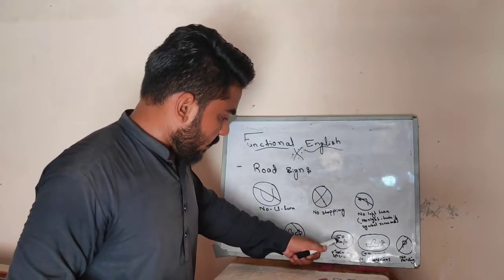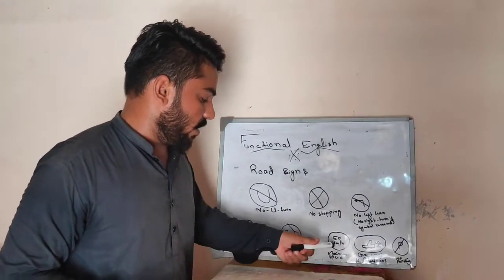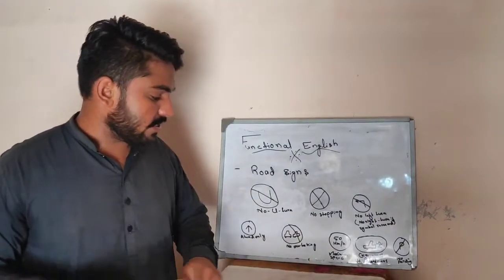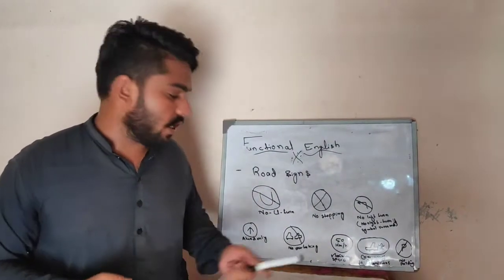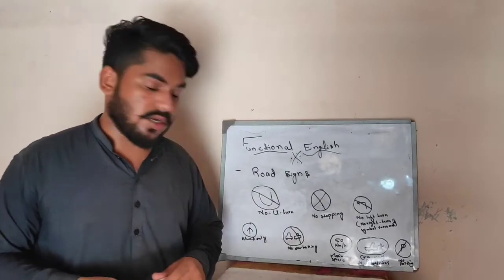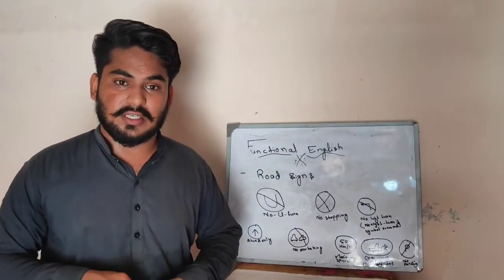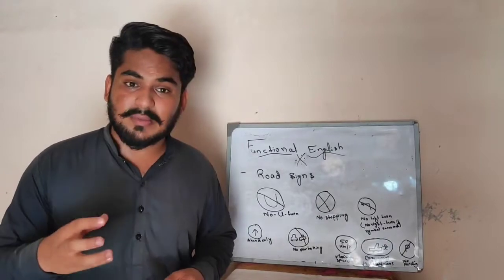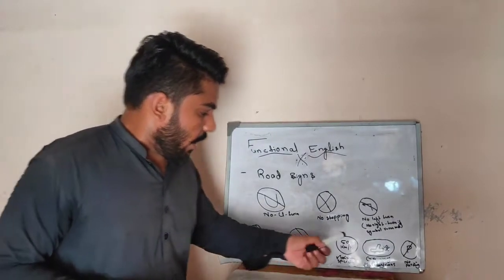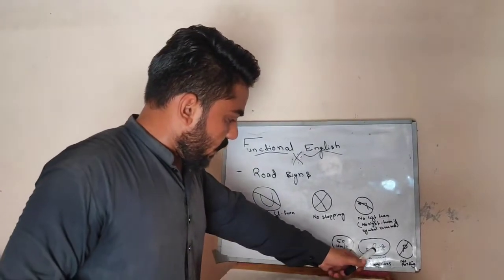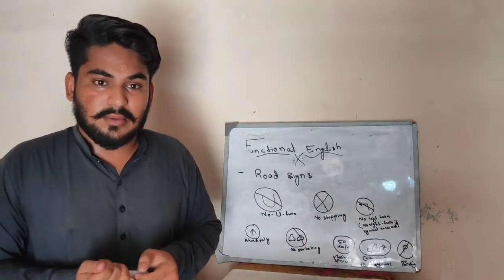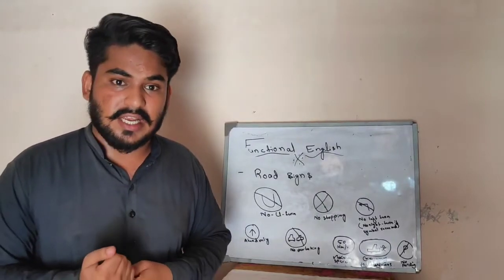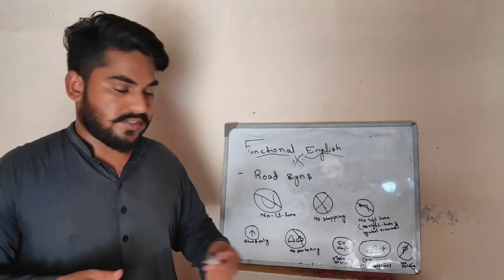Number 6 is the 50 kilometers per hour sign, which means there is a maximum speed. For example, you see such road signs especially on the motorways, where they have a maximum speed for vehicles. And now number 7 is give way to the pedestrians, where the signal becomes green, which means we have to stop our vehicles and give way to the pedestrians.